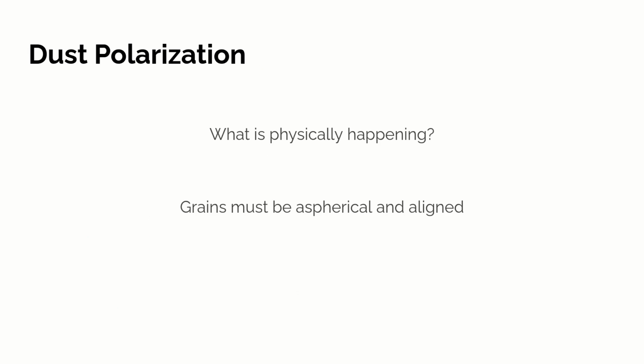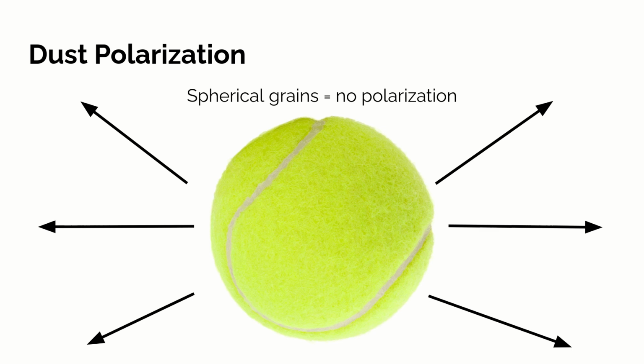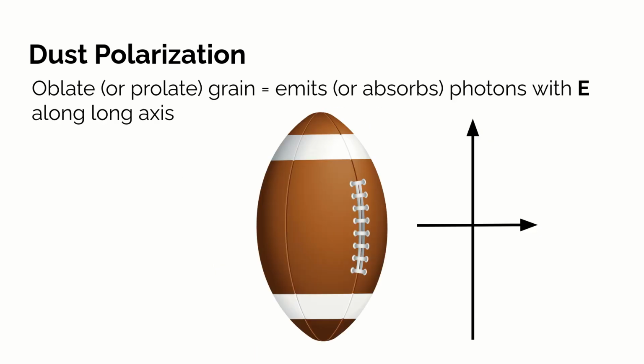As is often the case with CMB science, we're mostly concerned with the polarization. So what is physically happening with dust polarization? Well, first, the grains must be both aspherical and aligned. Spherical grains will not have any net polarization, as there's no preference for which direction the light should be emitted. So we need something more like an American football in shape, that is oblate or prolate. It will emit or absorb photons with the E vector along the long axis.